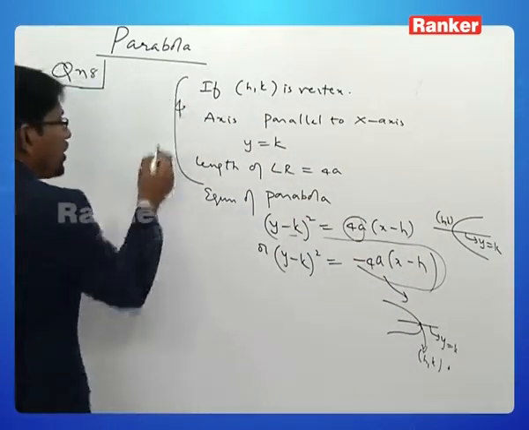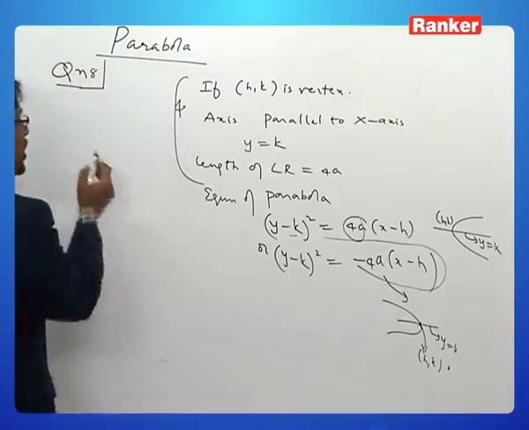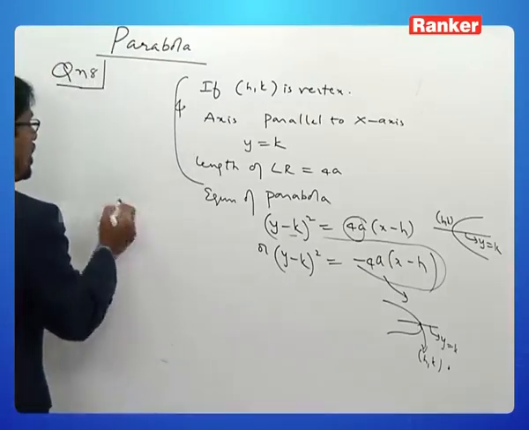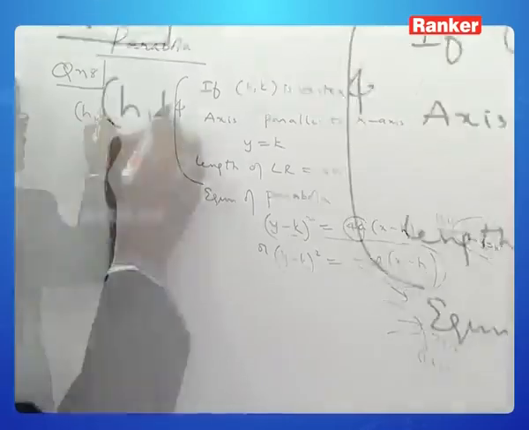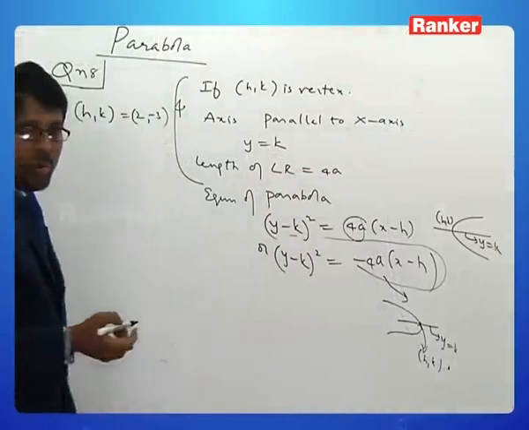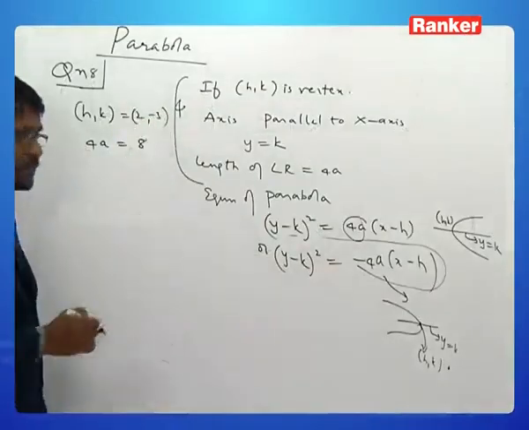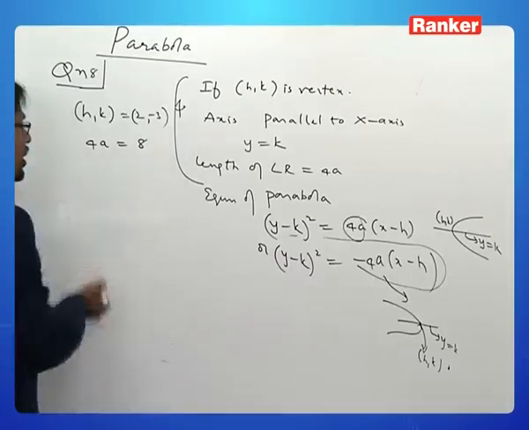Okay. So coming back to the question here, the vertex is given to be 2 comma minus 3. So instead of h comma k we have 2 comma minus 3. And what else are we given? 4a is the length of the latus rectum, that is 8. So let's straight away write it.